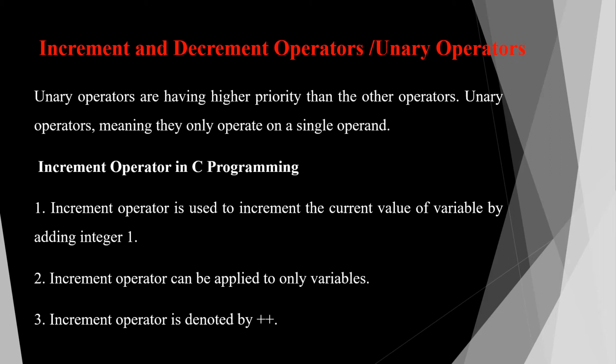Unary operator means that they only operate on a single operand. This type of operator is called a unary operator. The examples for the unary operator are the increment operator, decrement operator, unary plus, unary minus, and ones complement operator. These are some of the examples for the unary operator.